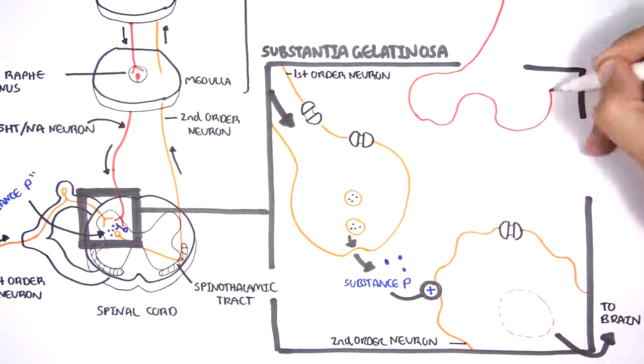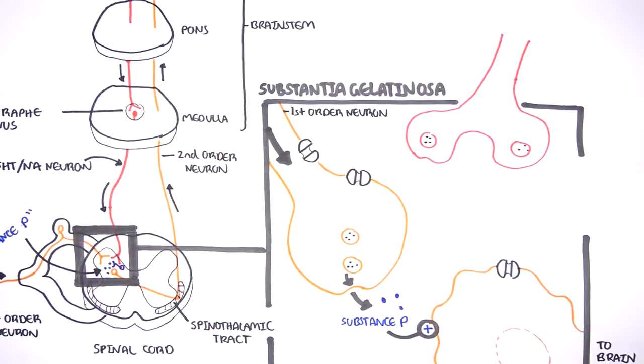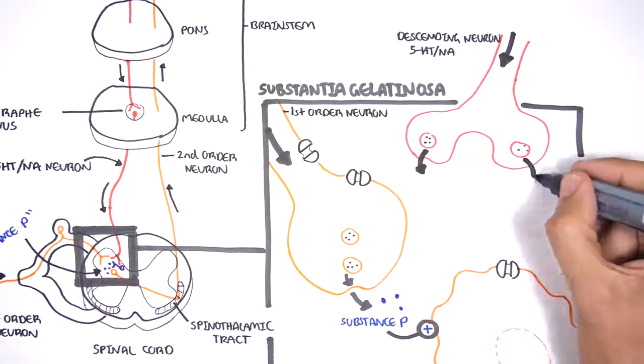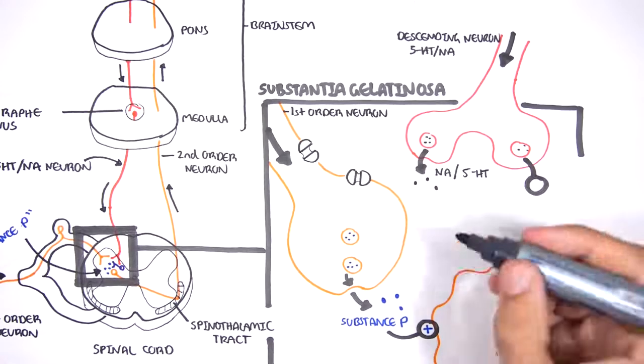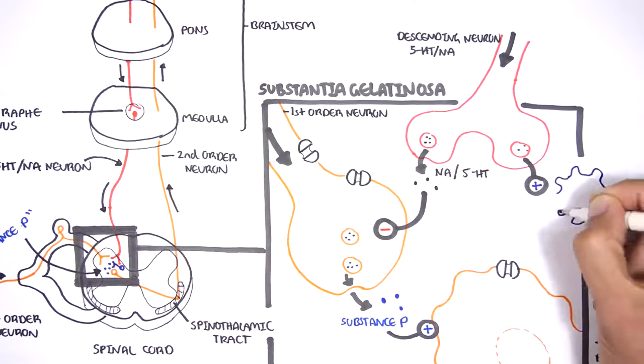Coming down from the medulla here in red is a neuron from the descending pathway, the serotonin noradrenaline neuron, which will release its content, serotonin and noradrenaline. These chemicals or this neuron will do two things. Firstly, it will bind onto receptors of the presynaptic neuron and inhibit the release of substance P. Second, it will stimulate a small neuron in an area called an interneuron.